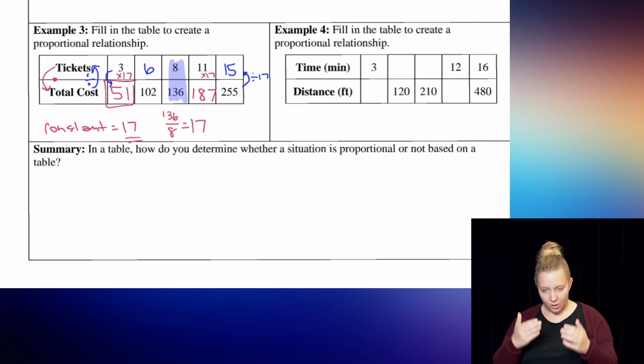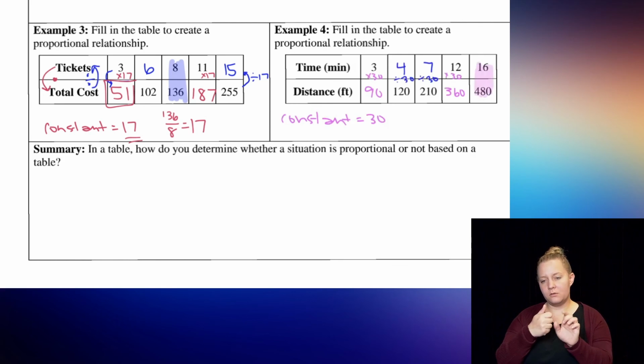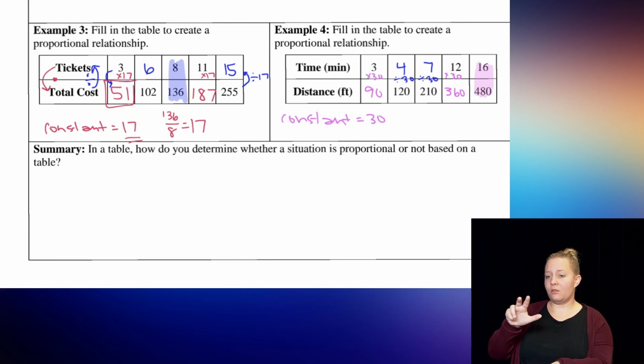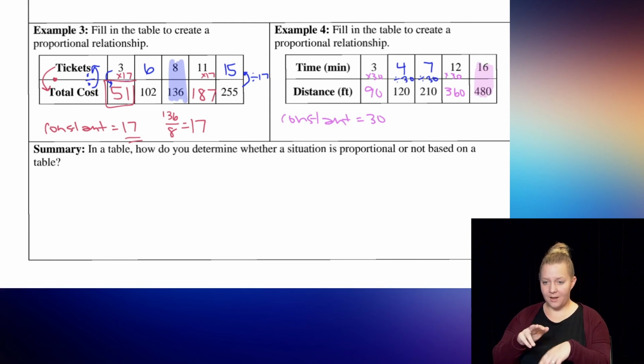All right, go ahead and pause this video and try example 4 on your own. Okay, take a look. I went ahead and multiplied the x values by 30, that constant, to get 90 and then 360. And then once I have the y values, I divided by 30 to get 4 and 7.